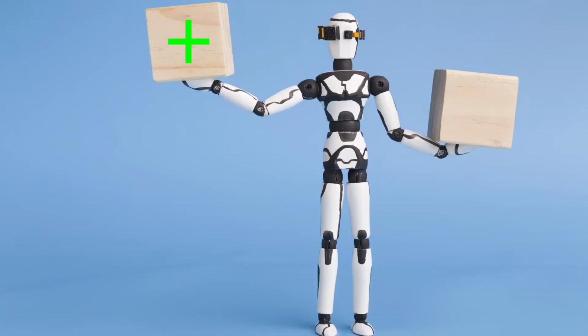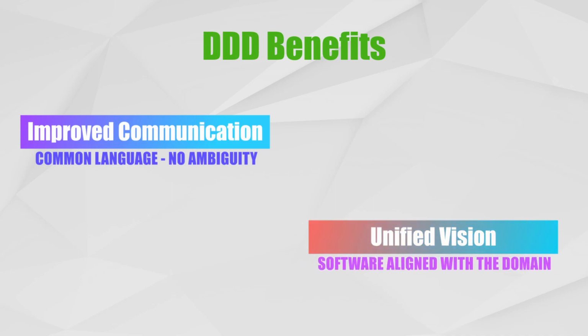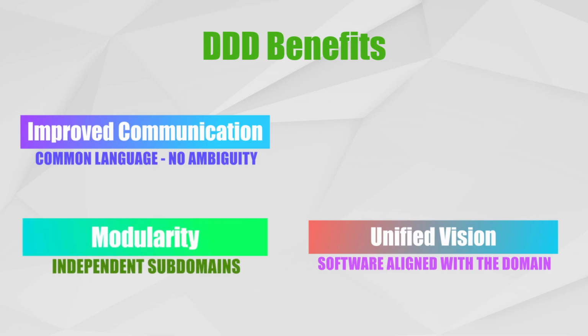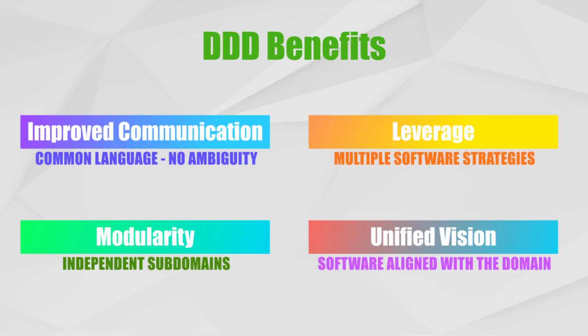What are the benefits of using DDD? Improved communication. Technical and non-technical members speak the same language. No ambiguity to express the system's intent. Unified vision. The software design is aligned with the domain problem, which ensures that the development process meets the actual business needs. Modularity. The division of the whole system into subdomains makes it easier to understand, change, and maintain each one independently. Leverage. DDD encourages different software strategies to build flexible, testable, and maintainable code.